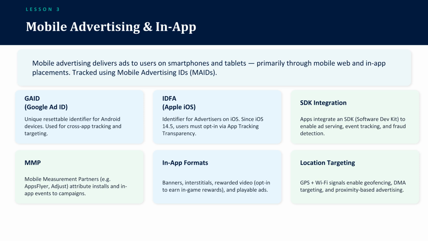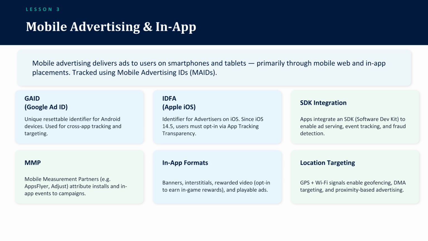SDK integration. Mobile apps integrate software development kits (SDKs) from advertising platforms to enable ad serving and event tracking. Mobile measurement partners (MMPs) like AppsFlyer and Adjust specialize in mobile attribution. When a user sees an ad and then installs an app, the MMP determines which ad campaign gets credit for that install.